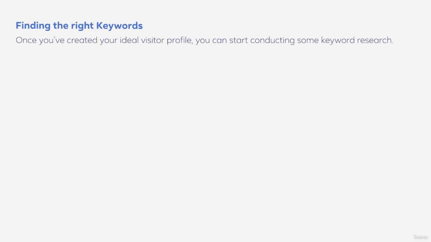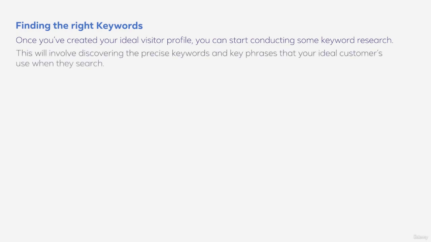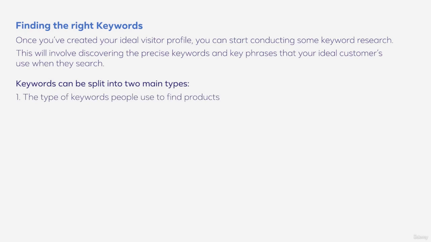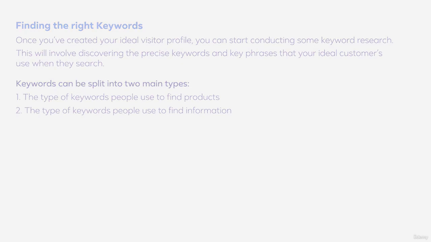Finding the right keywords. Once you've created your ideal visitor profile, you can start conducting some keyword research. This will involve discovering the precise keywords and key phrases that your ideal customer use when they search. Keywords can be split into two main types. 1. The type of keywords people use to find products. 2. The type of keywords people use to find information.